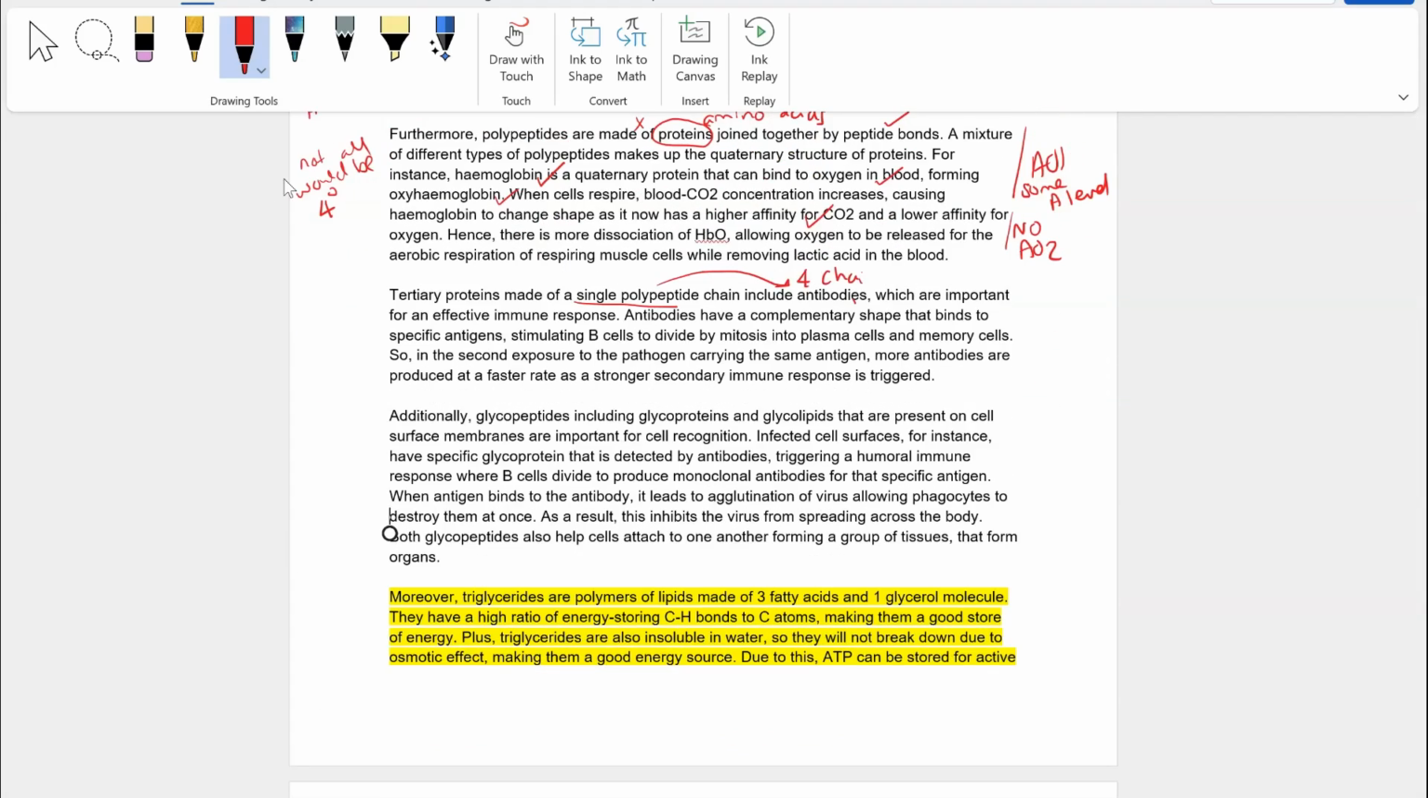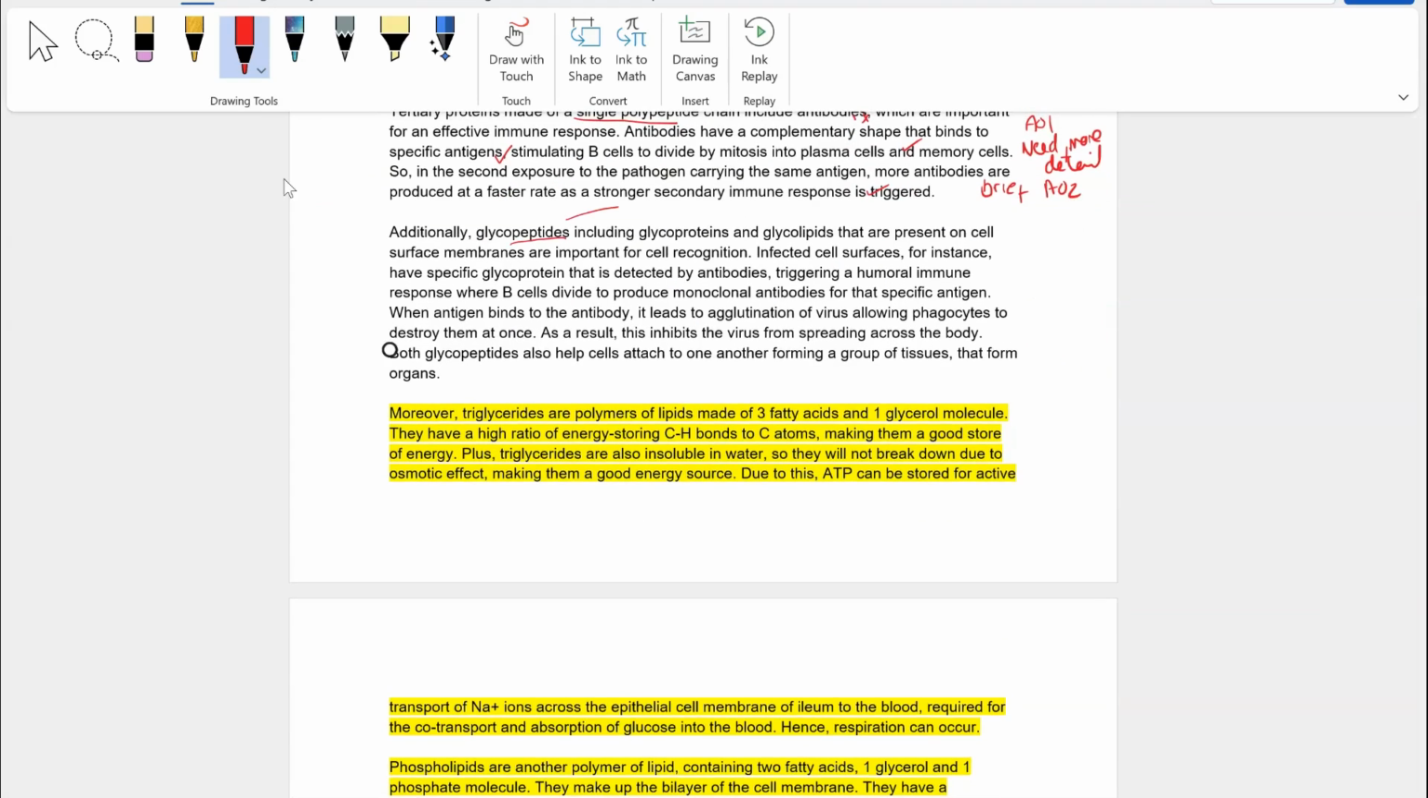We then have tertiary proteins made of single polypeptide chains, including antibodies. Antibodies are quaternary structure proteins because they have four polypeptide chains. So a slight error there. So the AO1 was quite brief, needed more A-level detail. The AO2 was very, very brief as well. So nowhere near enough A-level detail.